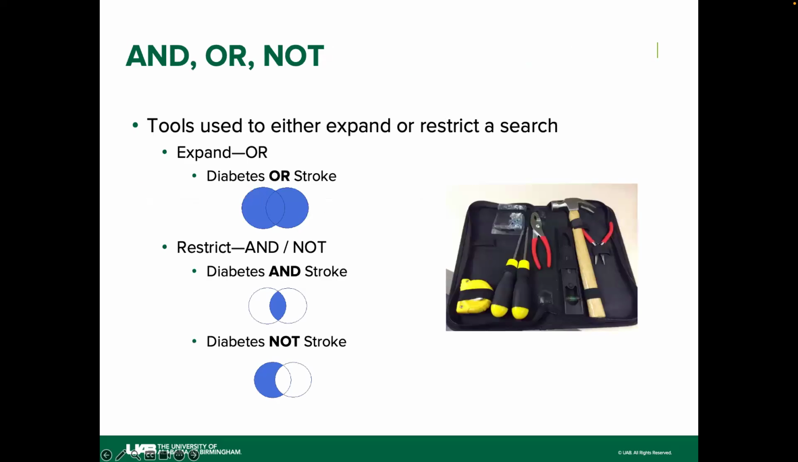So here's an example of and, or, and not. We're going to need this when we build out our search. These are tools to help you either expand or restrict your search. You use or to help you expand your search. So if I want articles that talk about either diabetes or stroke, I'm going to use OR in between those terms. If I want to limit my search, then I can use either and or not. So if I want to find articles that talk about both diabetes and stroke, I'm going to use and. So they have to use both of those terms.